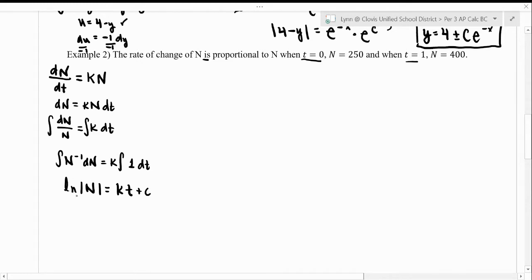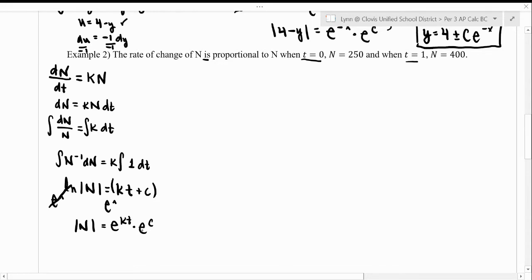All right, so I need to isolate n. So to get rid of that natural log, I'm going to exponentiate both sides, keeping in mind that this is all grouped together. And so from here, e to the natural log, so then that would just be absolute value of n. And then I'm going to use that law of exponents backwards. So this will be e to the kt and then times e to the c, right? So I just split this up. So base of e. And then when you're multiplying, you add your powers. And so I'm just undoing that rule.